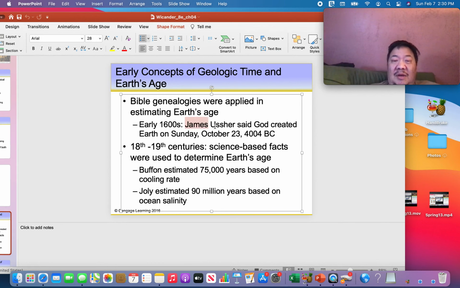James Ussher said the Earth was 6,000 years old, and it was formed on Sunday, October the 23rd, 4004 BC. But I tell you what, James Ussher cannot be right. And James Ussher does not represent Christianity. Most Christians do not believe in a 6,000-year-old Earth. The geologic evidence does not indicate the Earth is 6,000 years old. Almost every scientist I know who's a Christian knows that the Earth is not 6,000 years old.